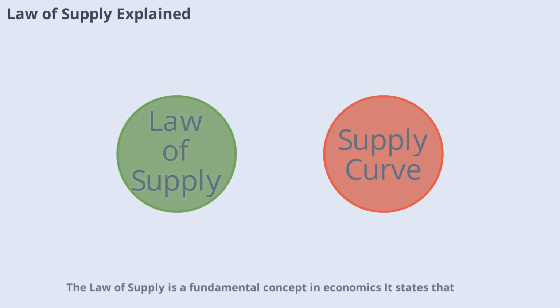The law of supply is a fundamental concept in economics. It states that all else being equal, higher prices lead to a higher quantity supplied, while lower prices result in a lower quantity supplied. This relationship exists because producers are more willing to sell their goods when they can earn more profit. The law helps explain why supply curves typically slope upward, reflecting the positive connection between price and quantity supply. Understanding this principle is key to analyzing market behavior and predicting how producers will respond to price changes.